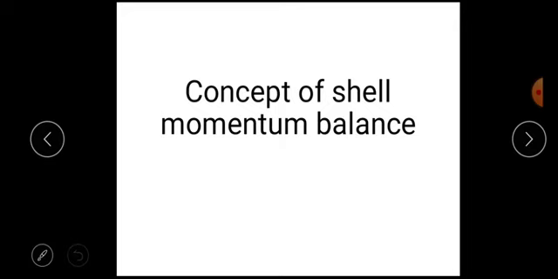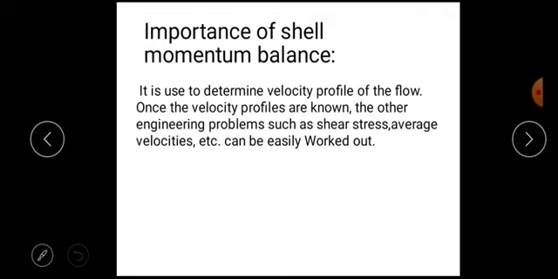सबसे पहले तो ये देखते हैं कि what is the importance of shell momentum balance. बेसिकली shell momentum balance is used to determine the velocity profile. Once the velocity profile is determined, which is used to determine the shear stress, average velocity, maximum velocity, etc. So let's look at the procedure to apply the shell momentum balance.